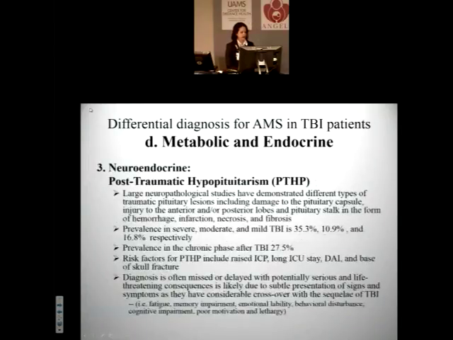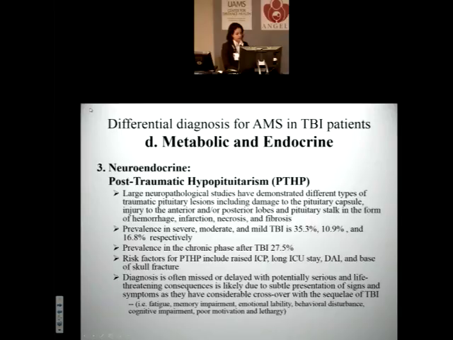Neuroendocrine complications, post-traumatic hypopituitarism. We collected this body of information from neuropathological studies, and many of them have shown trauma to the pituitary, resulting in lesions to the pituitary capsule, the anterior and posterior lobes, the pituitary stalk, hemorrhage, infarction, necrosis, and fibrosis. Prevalence in severe, moderate, and mild TBI, respectively, is 35%, 10%, and 16% of developing hypopituitarism. Prevalence in the chronic phase after a traumatic brain injury is as high as 27.5%.